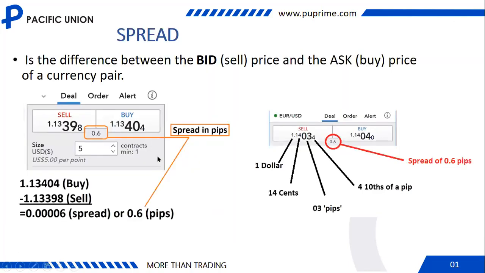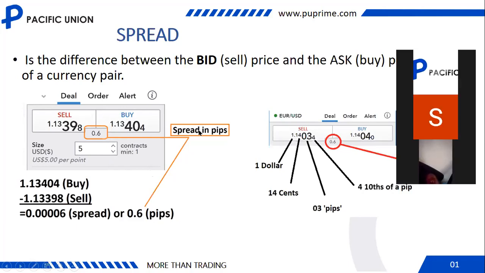Okay, so from this chart, for example, we have Euro USD at 1.13398 and the spread at 0.6, which is 1.13004. Now, what does it mean? How do we get the spread? We subtract the bid price from the ask price.